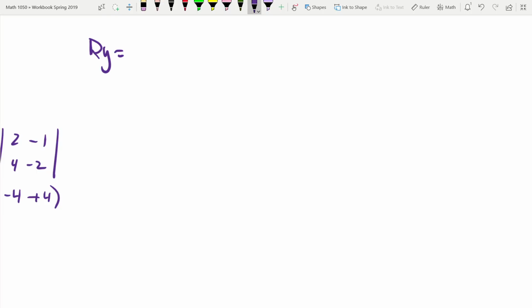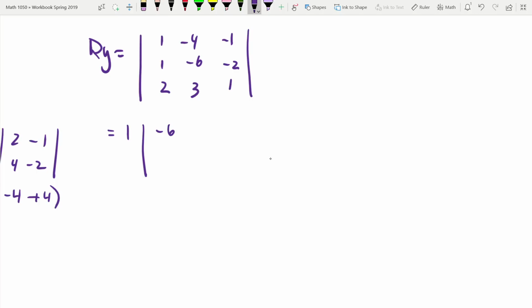Okay, so let's do D sub y. So the x's don't change. The y's change to negative 4, negative 6, 3. The z's change to negative 1, negative 2, and 1. Write down the 1. Get rid of the row. Get rid of the column. Negative 6, negative 2, 3, 1.